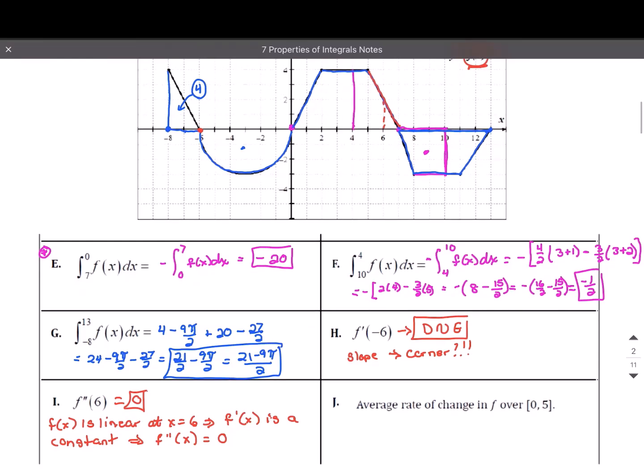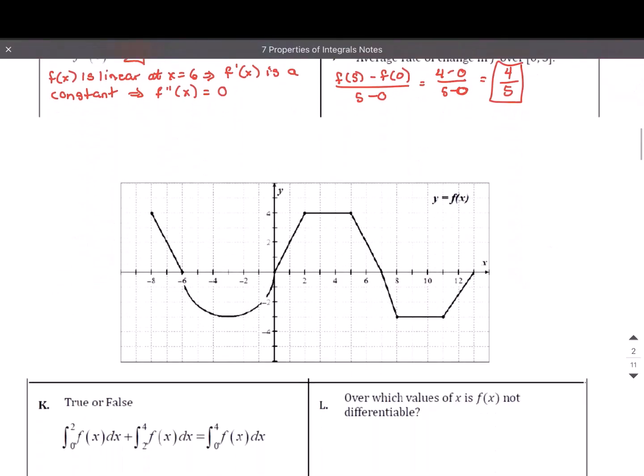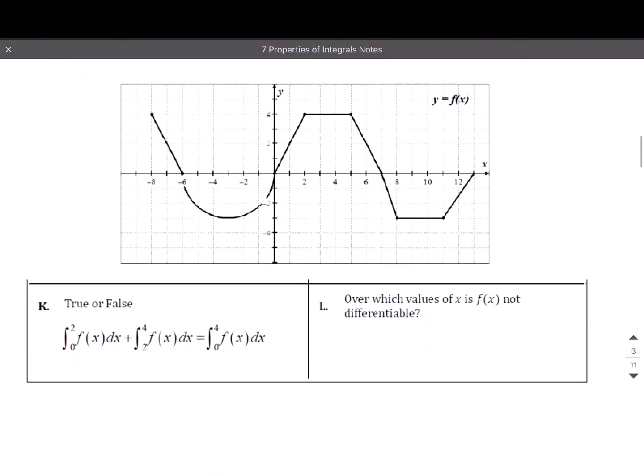Now, an average rate of change of f from 0 to 5. We want to find f of 5 minus f of 0 over 5 minus 0. Now, if we look at the graph, f of 5 is 4, minus f of 0 is 0, all over 5 minus 0, which gives us 4/5. There we go.